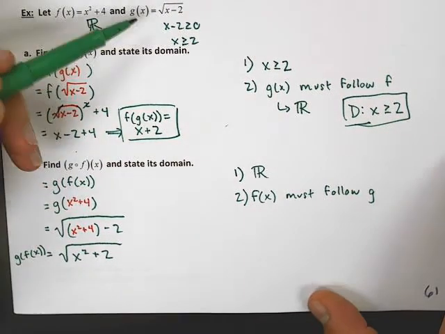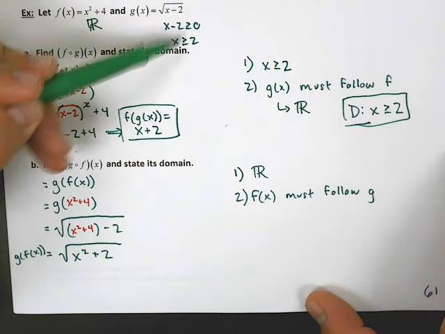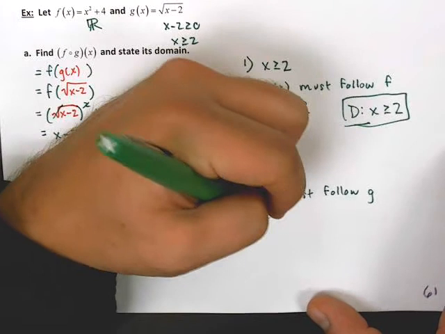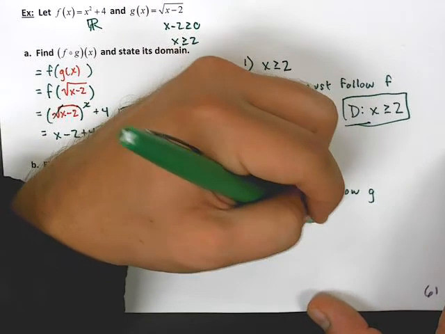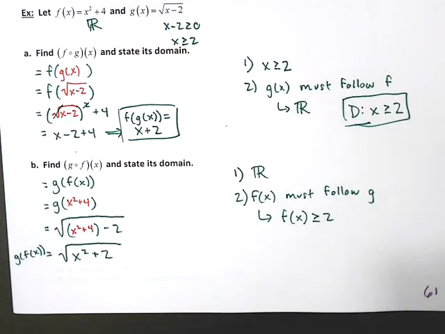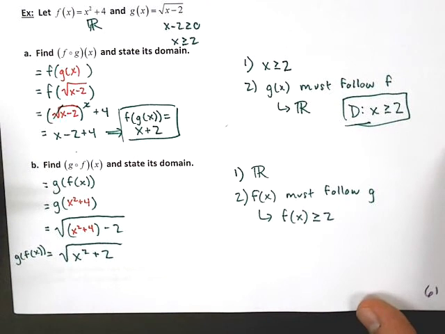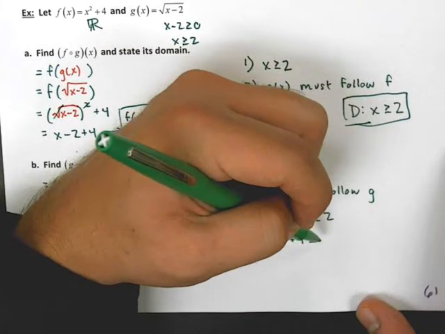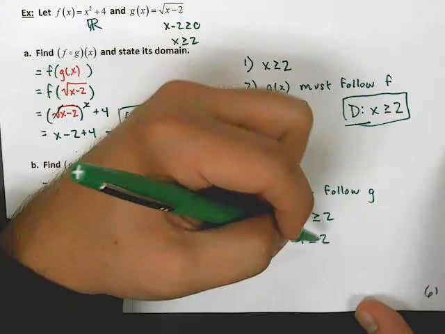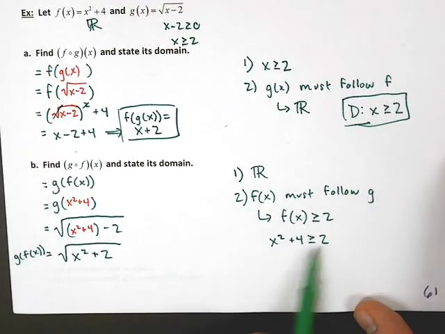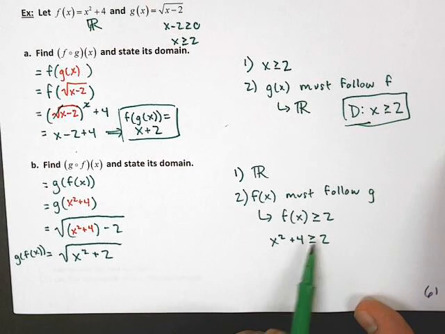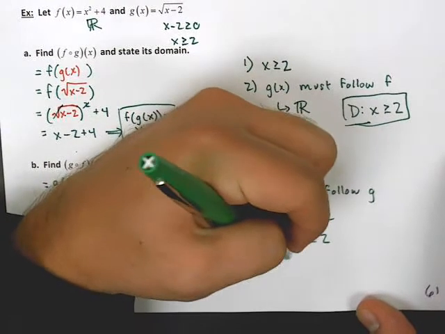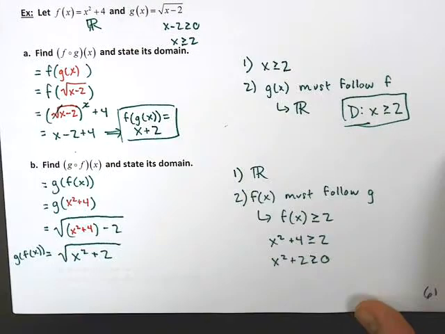So we know from above that our g restriction was that x had to be greater than or equal to 2, which means that f of x must be greater than or equal to 2. Let's see what happens here. We plug in x squared plus 4 must be greater than or equal to 2. I have a quadratic and it's an inequality, so I'd probably want to move the 2 over and try to factor this. So x squared plus 2 is greater than or equal to 0.